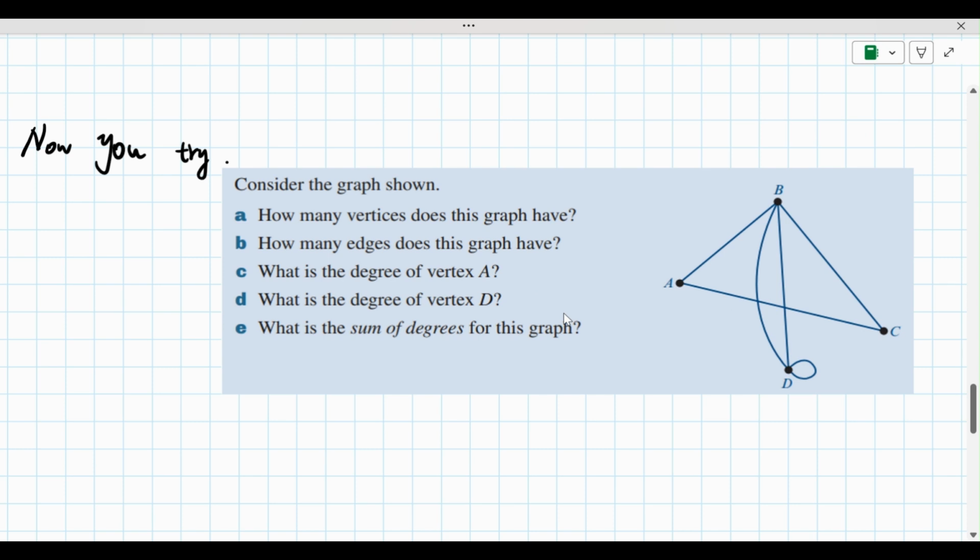Hopefully you now understand graphs, and I want you to try this question by yourself and tell me your thoughts. I will see you next time in 8B, where we're going to learn about the matrix with the graph.